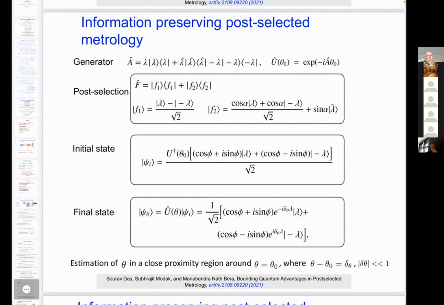You can see I have considered a second rank projector. This is why F1, F1, F2, F2. So this is the initial state. This is the final state. And actually we are going to estimate the theta value.